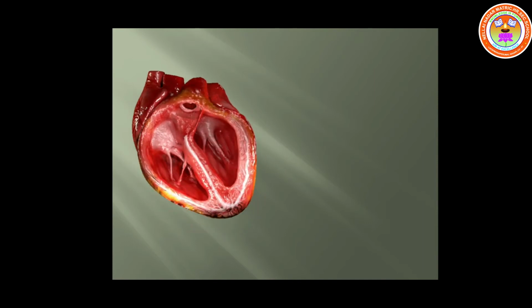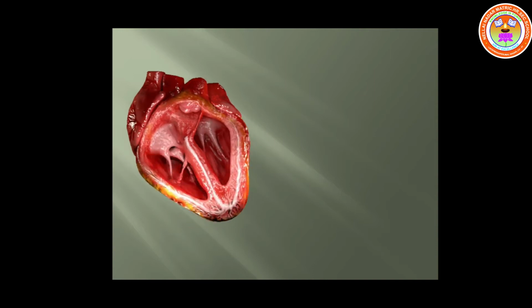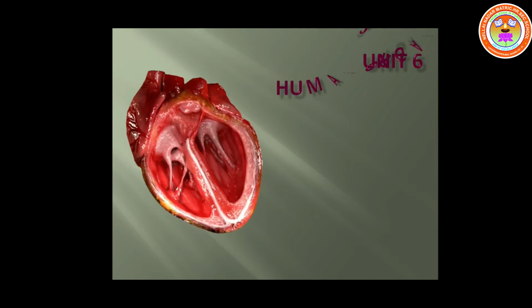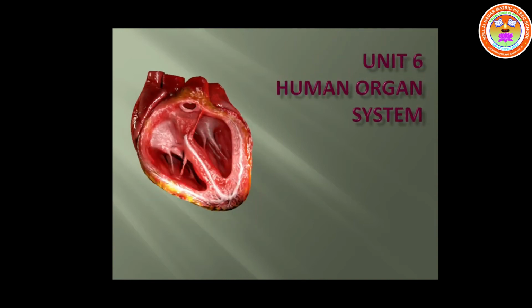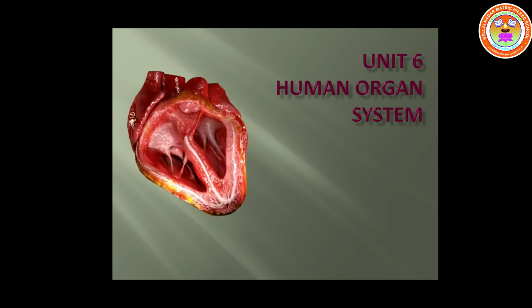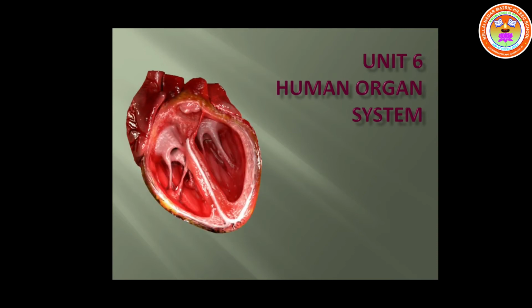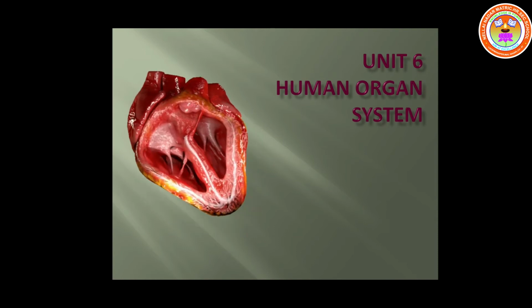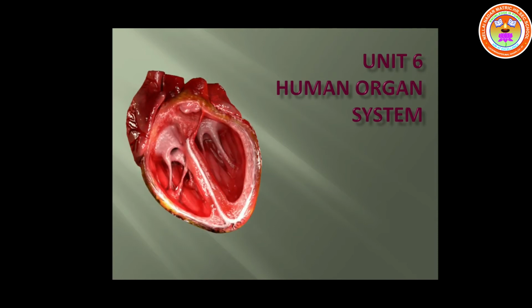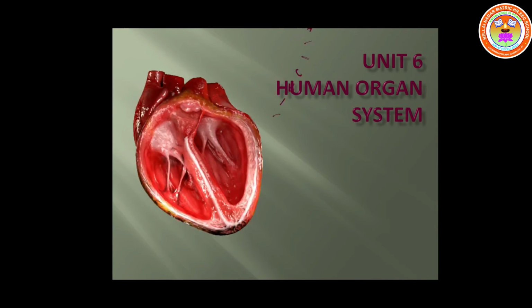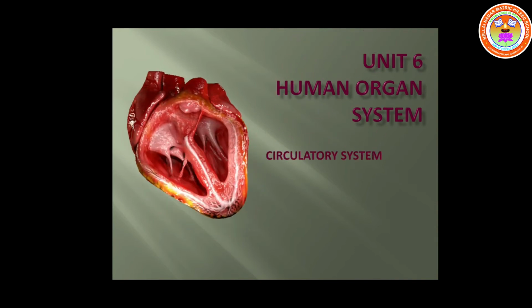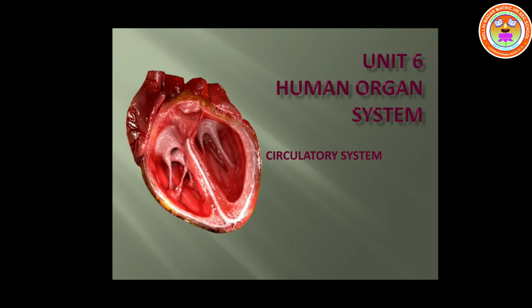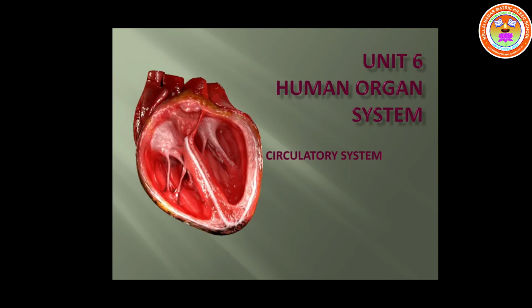Children, in today's session, we are going to continue with Unit 6, Human Organ System. So far in this chapter, we have learnt various systems in our body. In today's session, we are going to learn about the circulatory system. So let's learn in detail about the circulatory system.